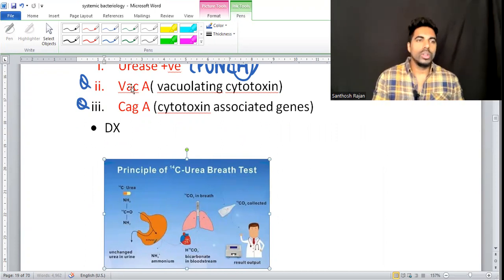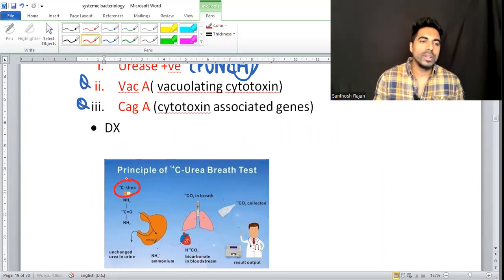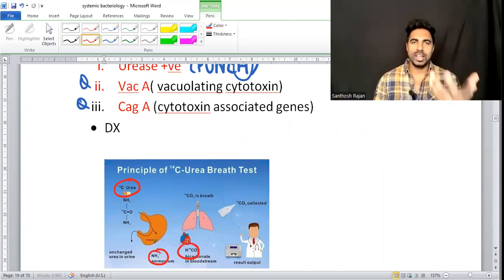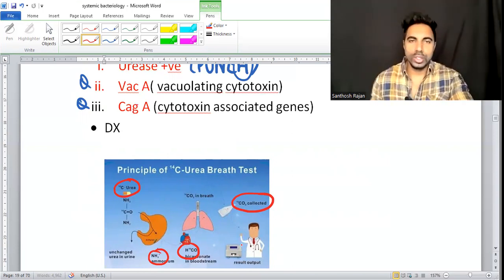Urease breath test. I'm not going to explain the mechanism, you already know it. Basically you give a urea tablet, it goes into the stomach, dissolves, and liberates what? Ammonia and CO2, right? The CO2 which is liberated goes to the blood and you exhale it out. That CO2 is measured in the result. If there is more CO2, then your H. pylori infection is more. That's the way you do the urease breath test.